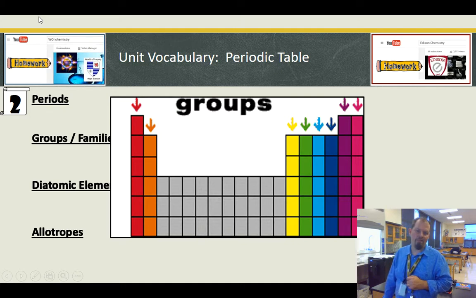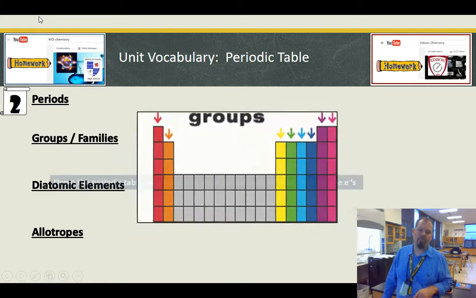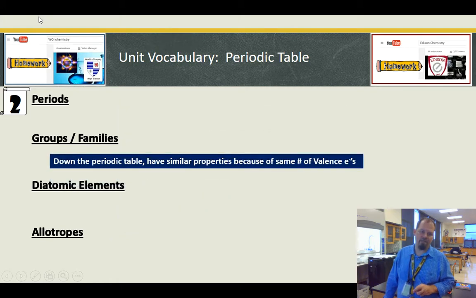Groups and families go up and down. The yellow, green, light blue, and blue are not real families. We group that all together, by the way, we call it the BCNO group. The red, the orange, the purple, and the pink, those guys are actual families. So as I go down the periodic table, they have similar properties because they have the same number of valence electrons. That same number of valence electrons means that they act similarly chemically.